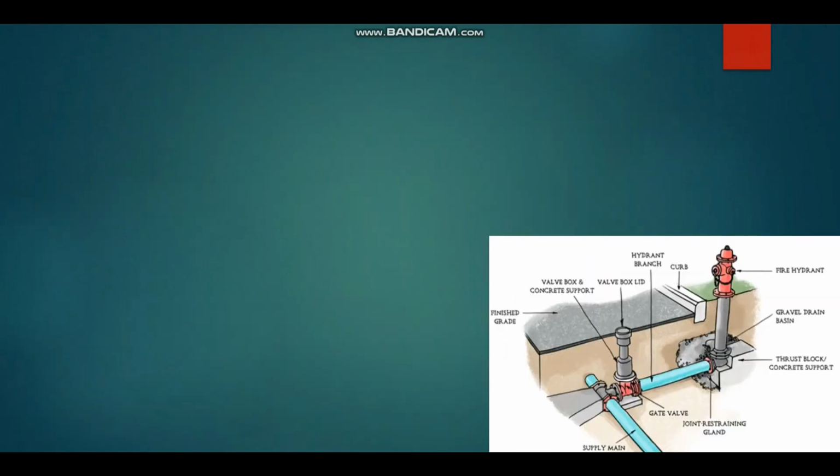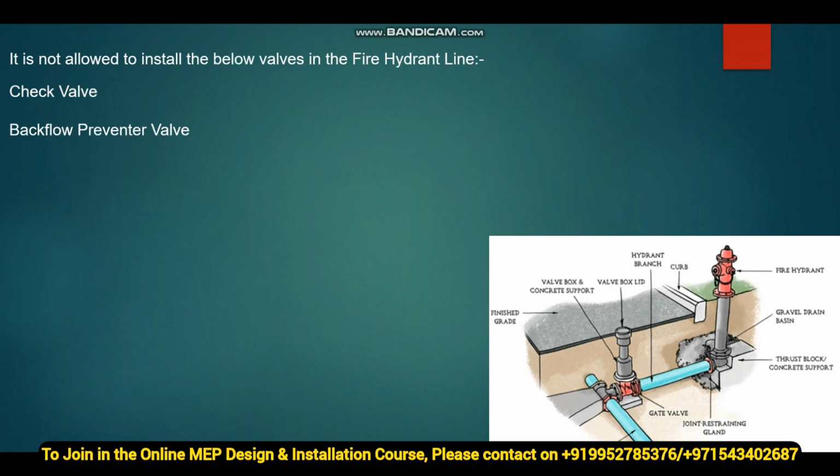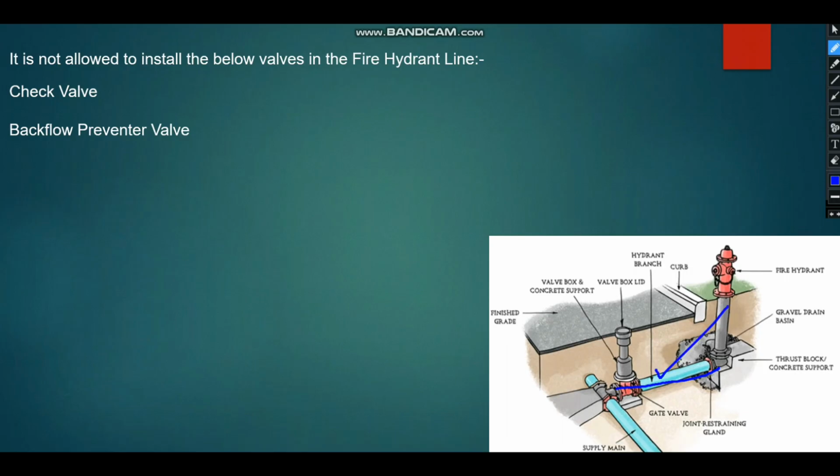Similar to the piping, we have to consider some additional requirements in the fire hydrant installation. It is not allowed to install the below valves in the fire hydrant line. The first one is check valve or non-return valve. Like you see in this image, we are not allowed to use any check valve or non-return valve in this line. We must use only the isolation valve because of the maintenance purpose.